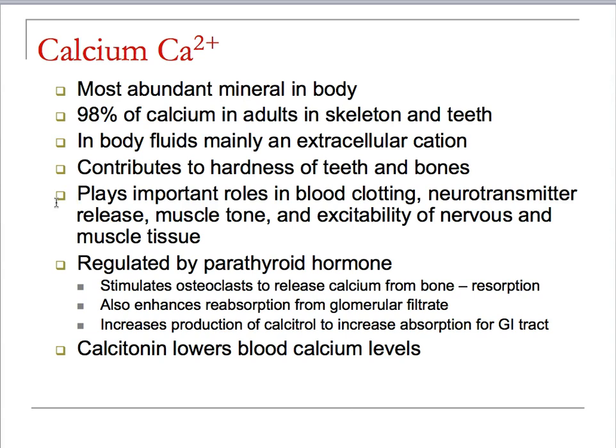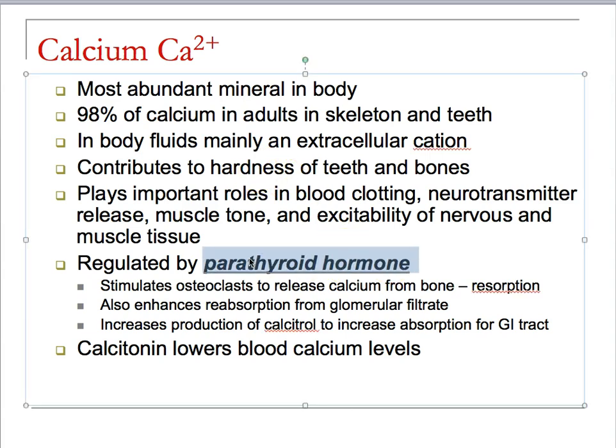Calcium, our favorite friend from AMP1, not so much AMP2 unless we're thinking about cardiac muscle function, is regulated by parathyroid hormone. This is a great opportunity to remind ourselves that the parathyroid glands are posterior to the thyroid glands. They detect the amount of calcium inside the bloodstream, and when it's low, they increase parathyroid hormone, and that stimulates osteoclasts to break down bone by resorption. It also enhances resorption from glomerular filtrate. That means we pick up more calcium and make sure we don't urinate it out, but the part that most people forget is that it also increases calcitriol production.